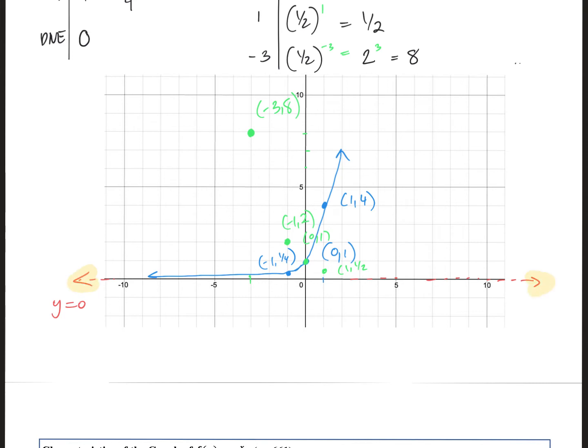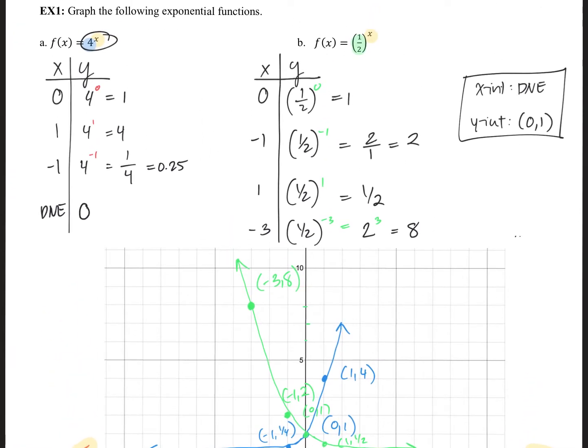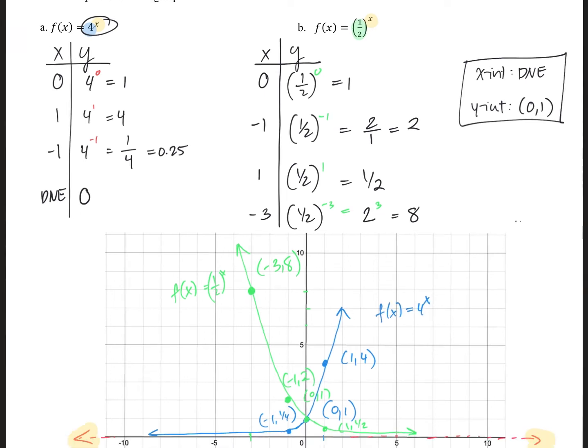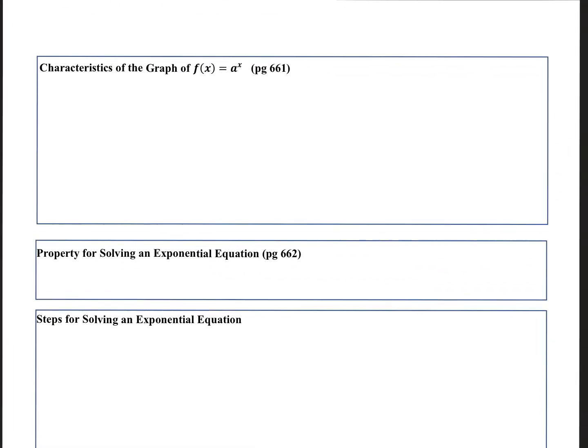And then let's go ahead and draw in the green graph. It approaches the horizontal asymptote, but it does not touch it. It's right above it. And then our arrowheads on both sides. Let's go ahead and label our graphs. f of x equals 1/2 to the x power, and then f of x equals 4 to the x power. All right, let's see what else we have.